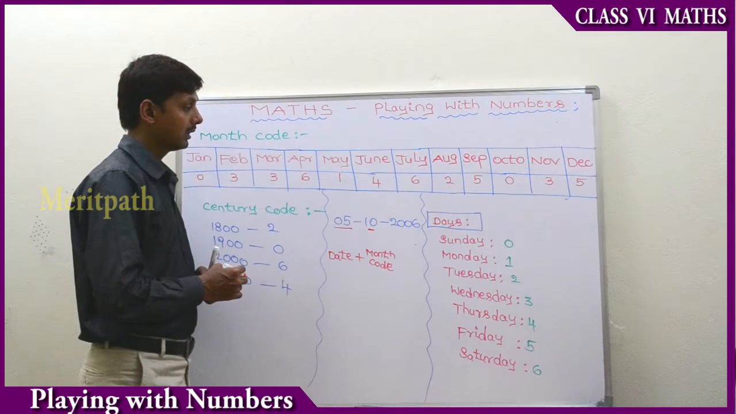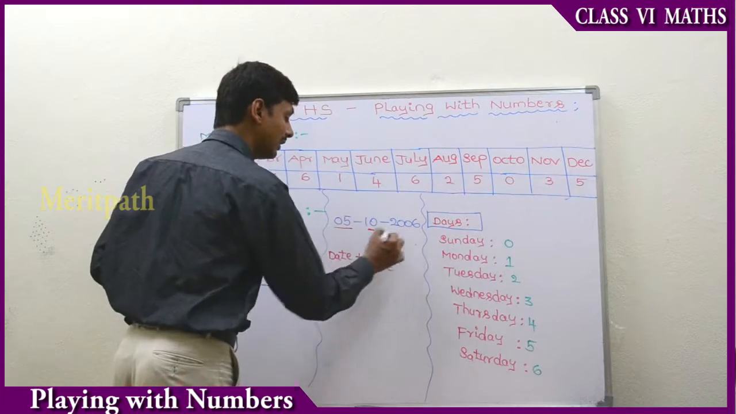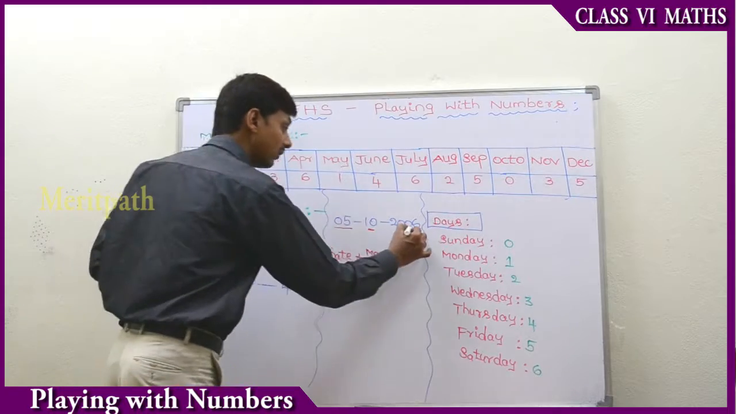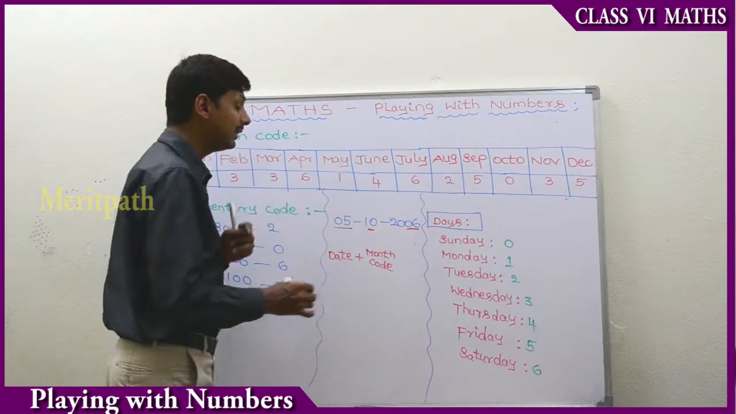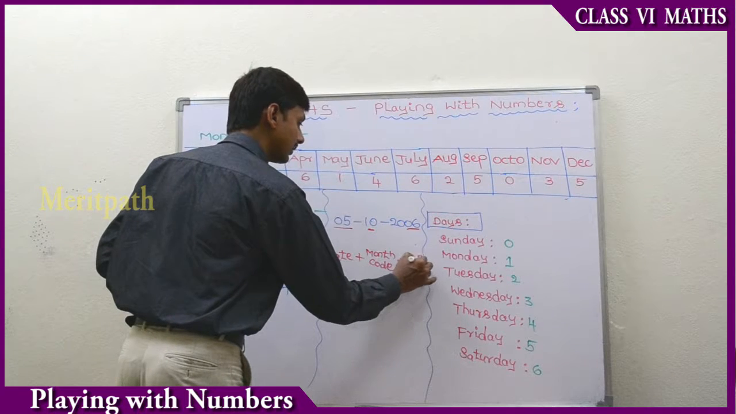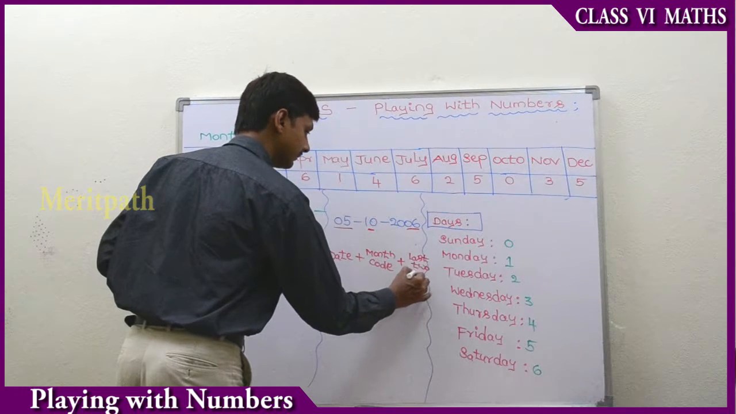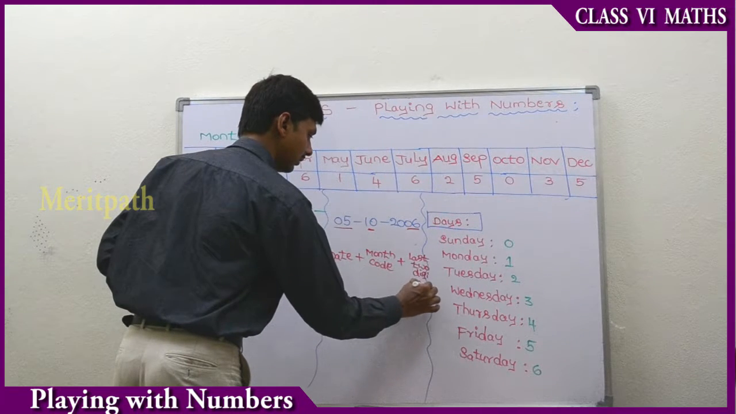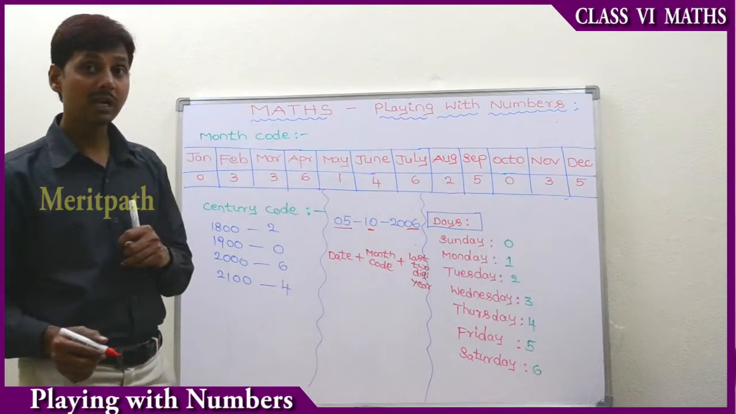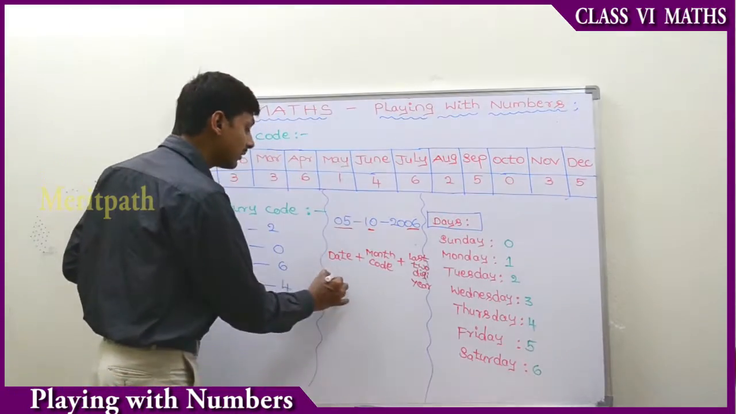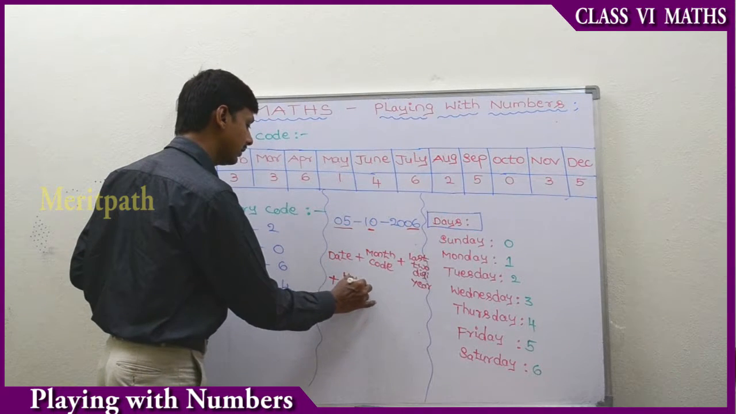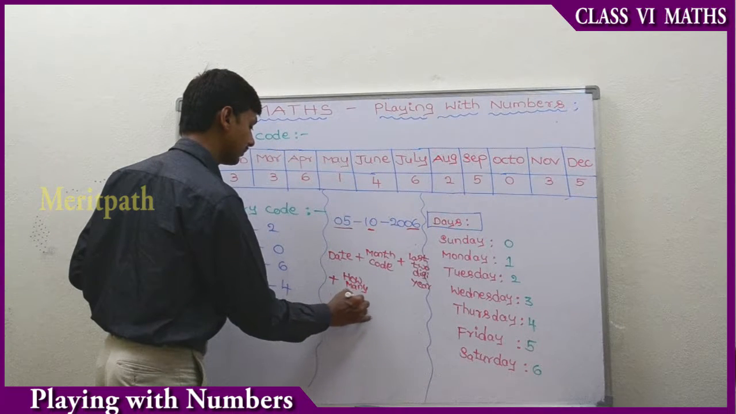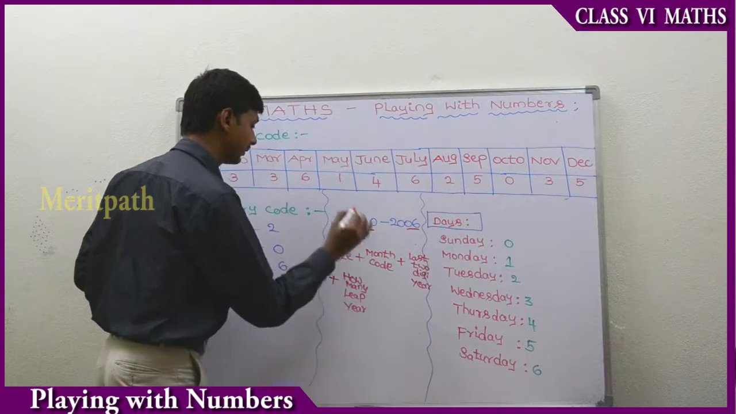Then after the month code, there is a year, and from the year we need to take the last 2 digits. After that, we find the leap years. How many leap years are present in this year?